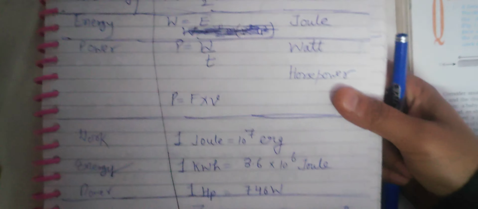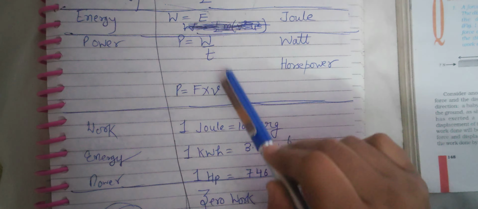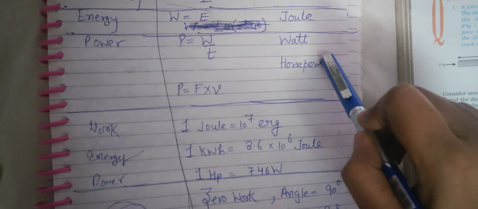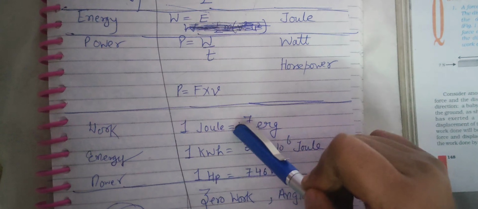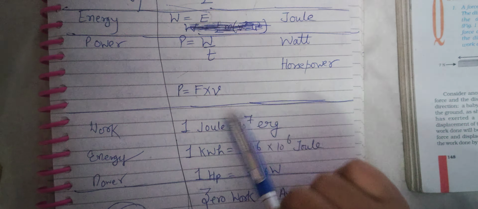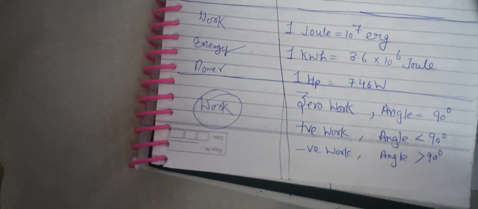Now we will come to power. The last one is power. The formula of power is work upon time. It has two units, watt and horsepower, and two formulas: work upon time or force into velocity. Now apart from this, what do you have to learn? You have to learn the conversions. If more than one unit is given, then you have to learn this.